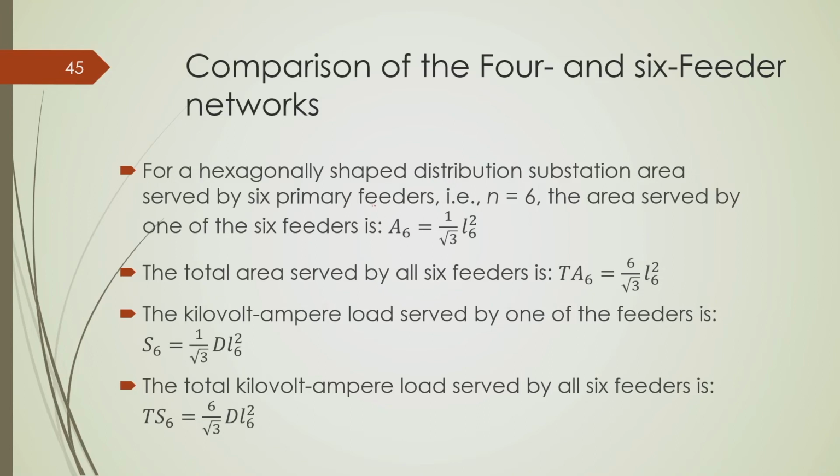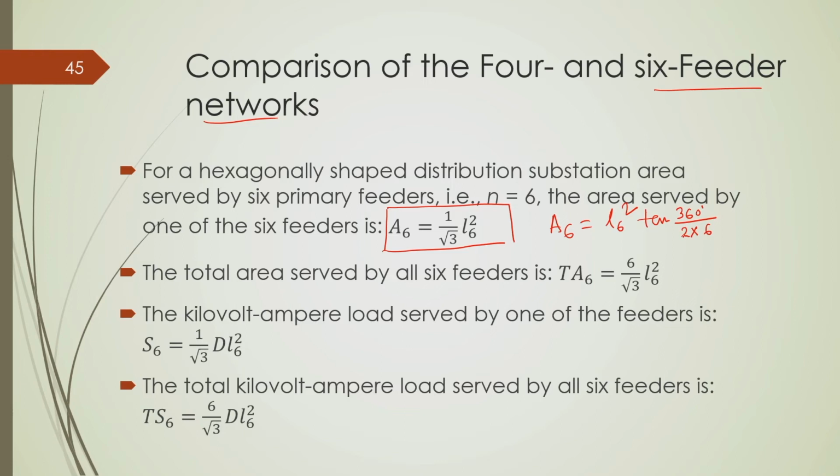Now, similar to that, we will also determine the area served by a particular feeder for a 6 feeder distribution network with a hexagonal service area. Here A6 will be equal to 1 upon root 3 L6 square. Here again you can find out that this A6 is basically equal to L6 square multiplied by tan of 360 degree divided by 2n. Here n is equal to 6, so this is 2 multiplied by 6.